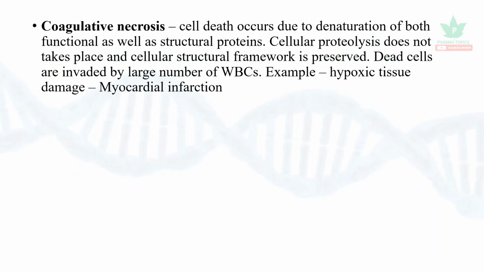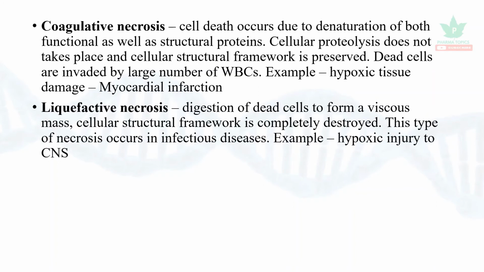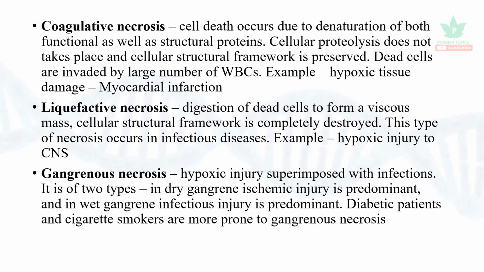Coagulative necrosis is related to blood circulation and usually happens in hypoxic injury, for example myocardial infarction. Liquefactive necrosis occurs in case of infections, that is, hypoxic injury due to infections in the CNS forms liquefactive necrosis. Gangrenous necrosis is a combination of coagulative and liquefactive necrosis.